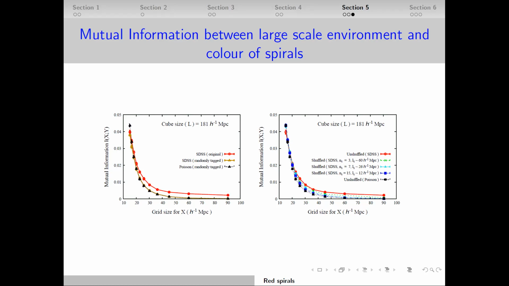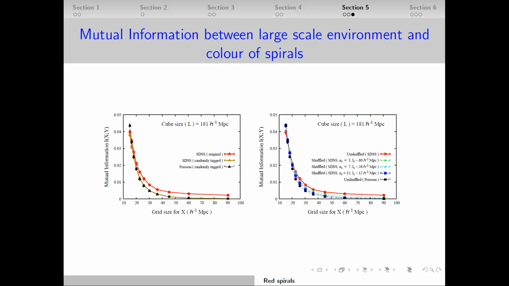Similarly, we create a mock Poisson sample and again randomly tag the spirals as explained previously, and we find that the mutual information corresponding to the Poisson sample and the sample in which the spirals are randomly tagged while keeping its spatial distribution same follows nearly similar behavior.